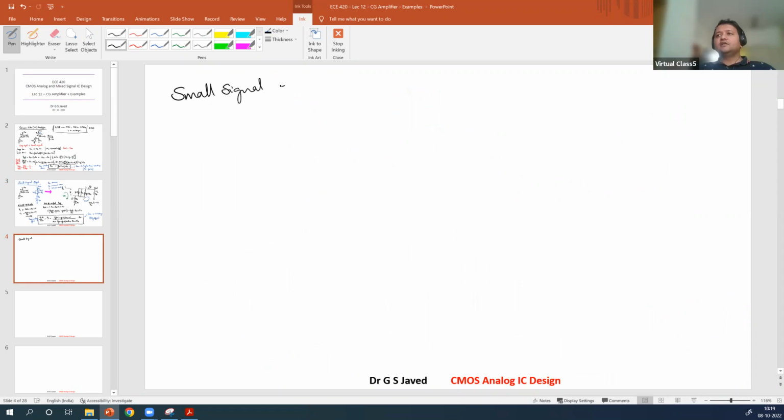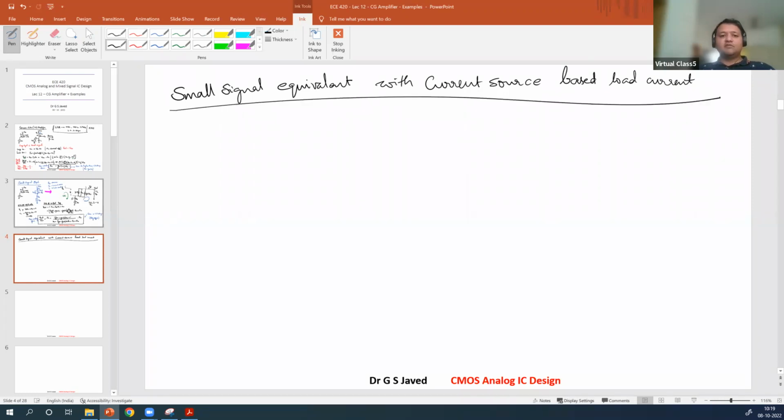Small signal equivalent with current source based load. Load current. So let us see how the small signal equivalent will change with respect to that.